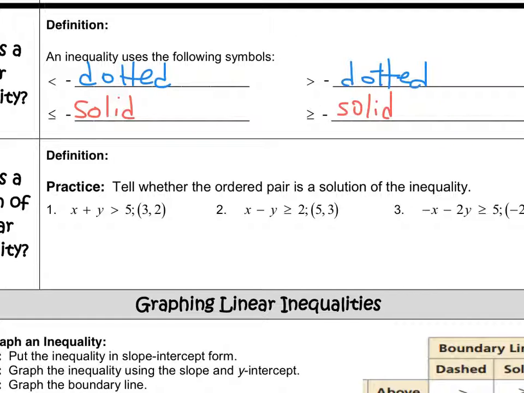And then we need to know if we're going to shade above or below. So the way we do that is less thans are shaded below, because everything less than that is the solution, and greater thans are shaded above. And you may find yourself looking back at this chart a couple of times until you get used to it. Okay, so let's actually just practice plugging in numbers and seeing if things are actually a solution.